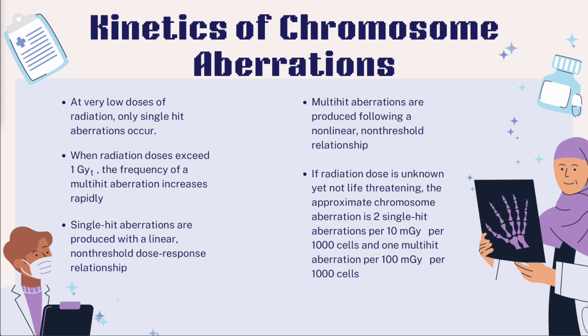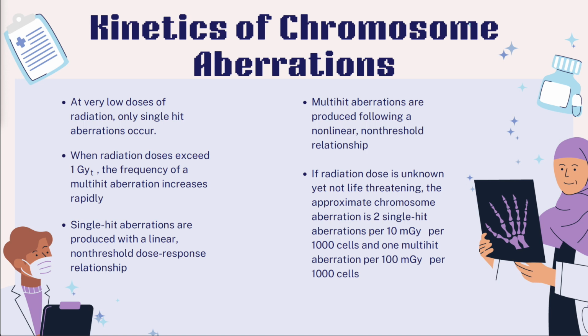Kinetics of chromosome aberrations simply is just how the chromosome aberrations form, change, and behave over time. At very low doses of radiation, only single-hit aberrations occur. When radiation doses exceed 1 gray in tissue, the frequency of multi-hit aberrations increases rapidly. Single-hit aberrations are produced with a linear, non-threshold dose-response relationship. Multi-hit aberrations are produced following a non-linear, non-threshold relationship.